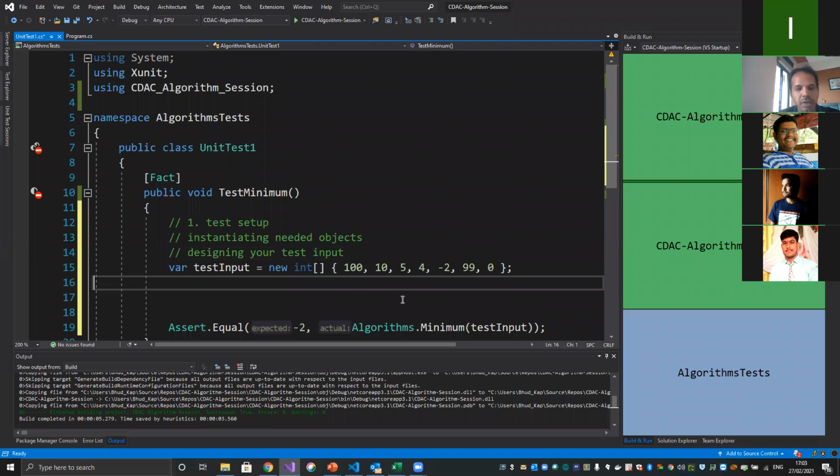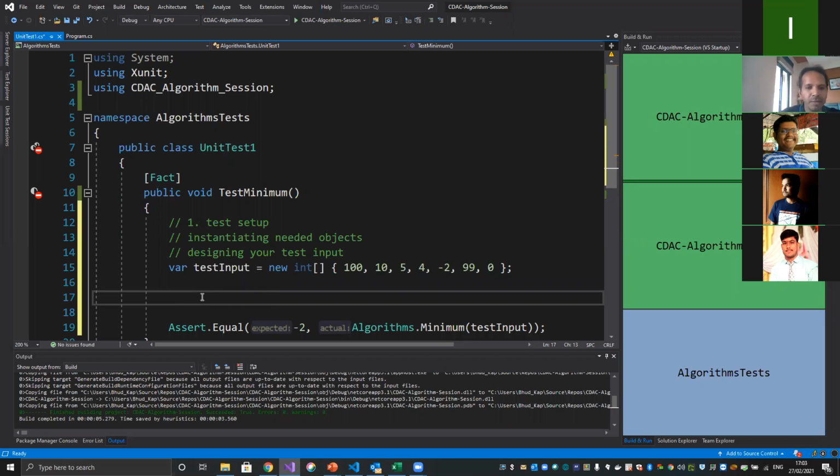Okay, this is what I've done. In this case, I did not have to really instantiate an object, this is a really static function. So there is no need for me to instantiate any object. I can directly call the function. So that's why there's no instantiation done. But I've clearly designed my test input. The second part would be where you execute the system under test.